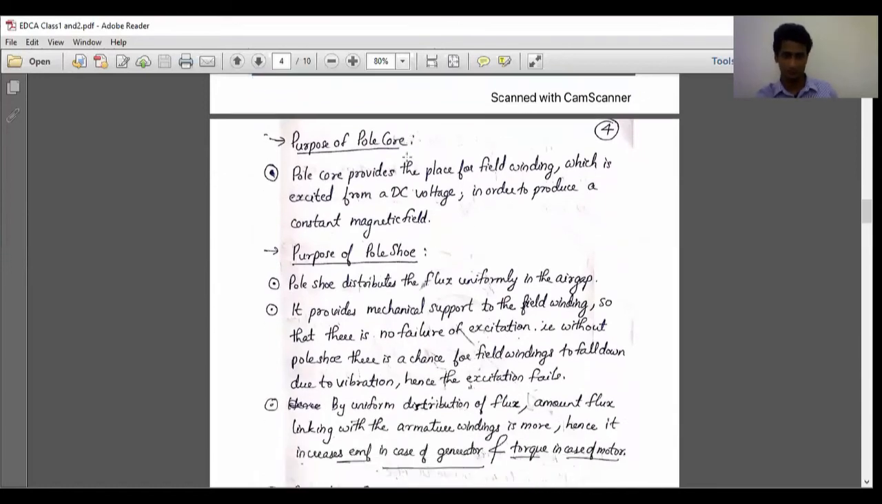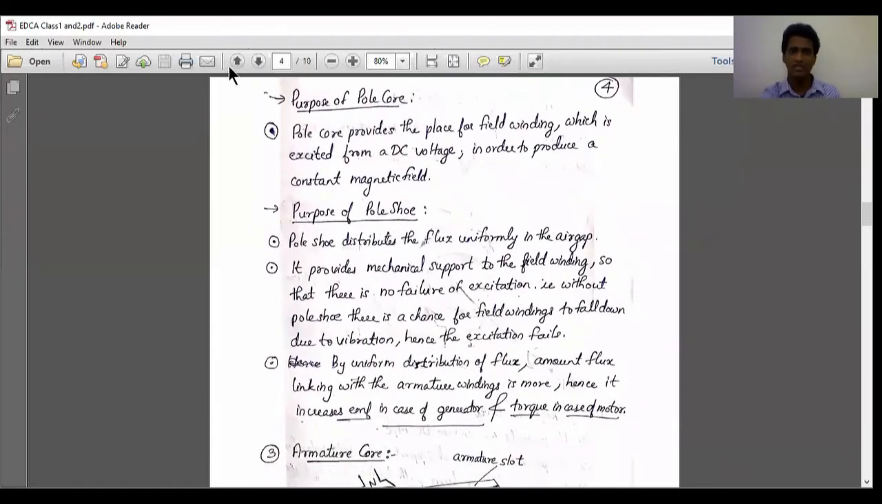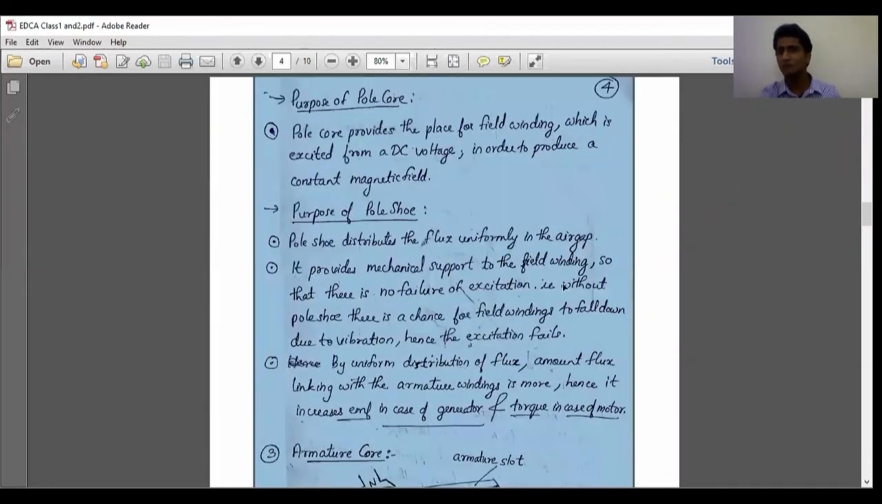So what is the next point? It provides mechanical support to the field winding so that there is no failure of excitation. That is, without the pole shoe, there is a chance of the field windings falling down due to vibration. Hence, the excitation fails. This point has already been explained by me. And the next point: by uniform distribution of flux, what happens in case of a DC motor and what happens in case of a DC generator? That's what we are going to say.